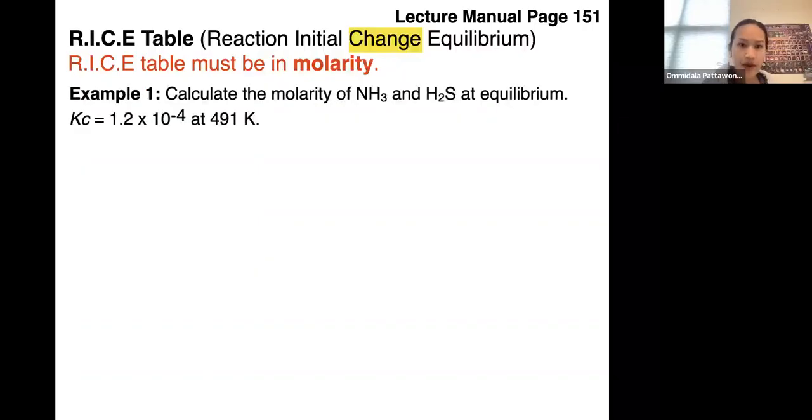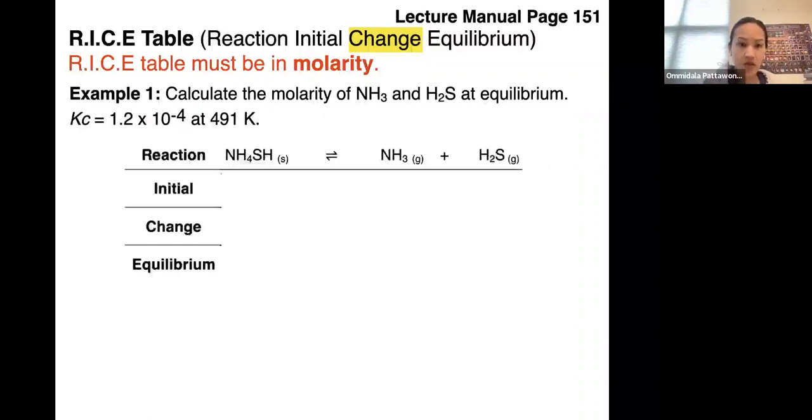Now let's take a look at example 1. Example 1 asks us to calculate the molarity of these two species at equilibrium. It's giving us the Kc value. What I would like you to do is set up the RICE table, because it's always going to be clear and you will not make mistakes if you set up the RICE table. So what is the RICE table again?